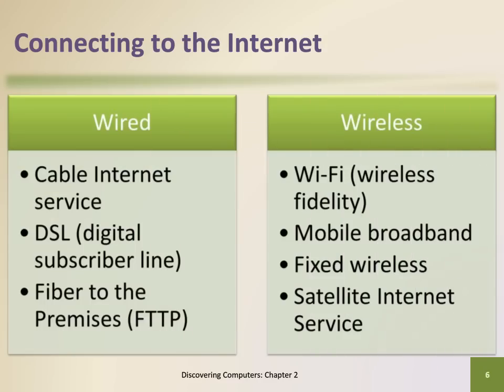Cable Internet service, digital subscriber line, and fiber to the premises are examples of popular wired broadband Internet service technologies. Wireless fidelity, mobile broadband, fixed wireless, and satellite Internet service are examples of popular wireless broadband Internet service technologies.